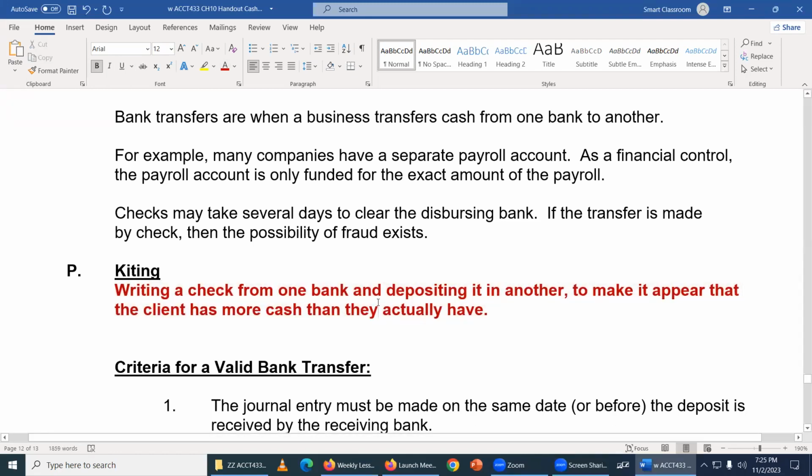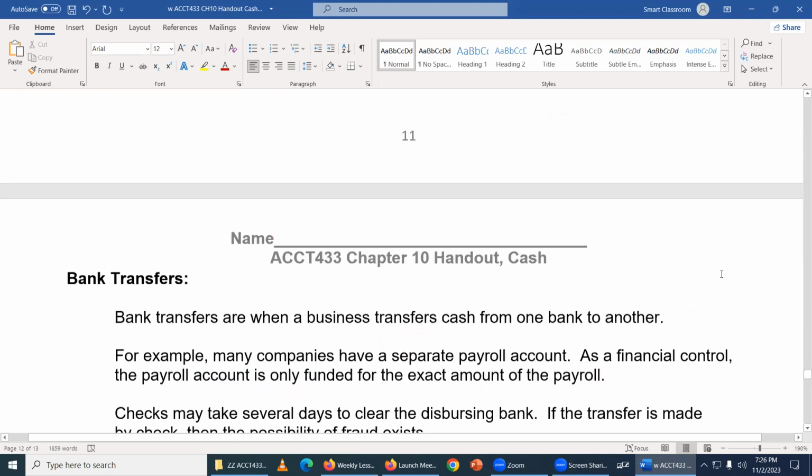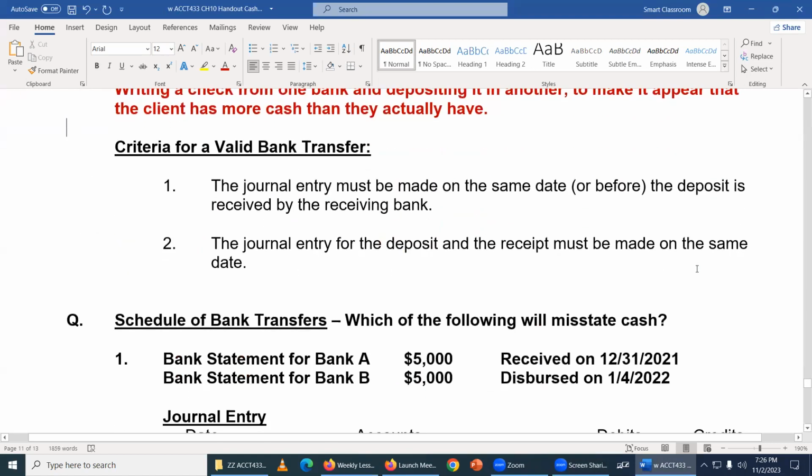It's writing a check from one bank and depositing it in another, and it's to make it appear that the client has more cash than they actually have. It's just to make it look like they have more cash than they do, and it could be used, for instance, to make their sales look more profitable, or to make them look more profitable to get a bank loan or something along those lines.